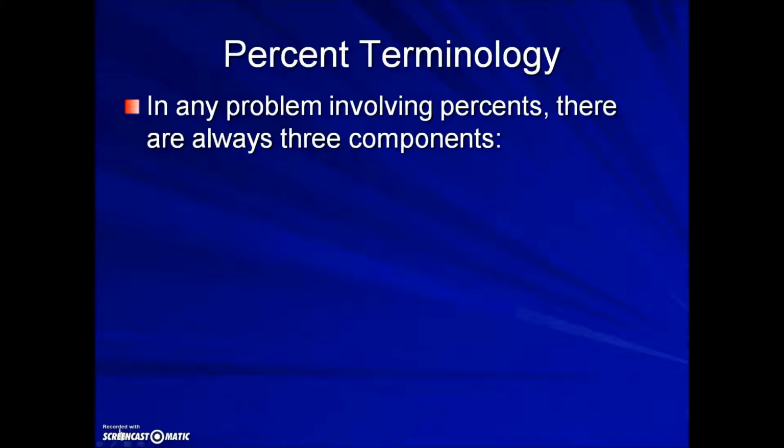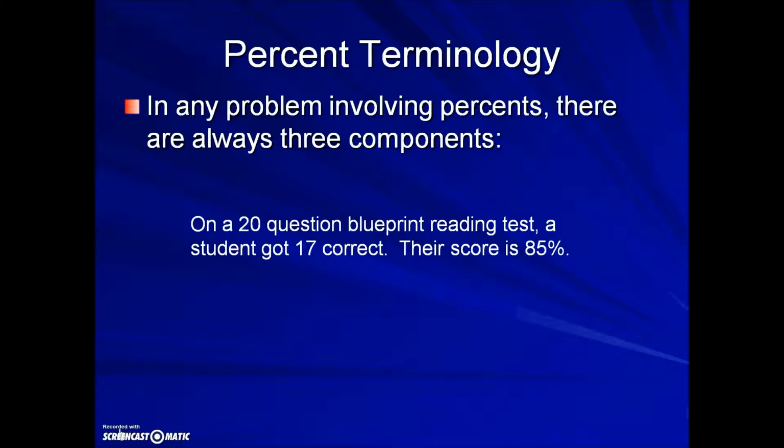Most discounts are listed as percentages, and as a review, all percentage problems have three components. Here's an example of a problem involving percent. On a 20-question blueprint reading test, a student got 17 correct. Their score was 85%. The 20 questions represents the base. The base is always the total quantity. The student got 17 correct. That's a portion of the base, and we represent that as the part. The rate is 85% and is always a percentage.